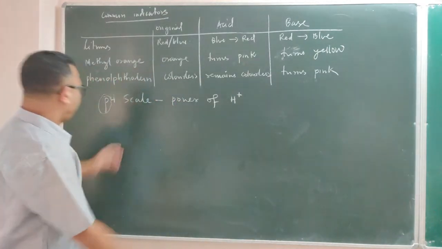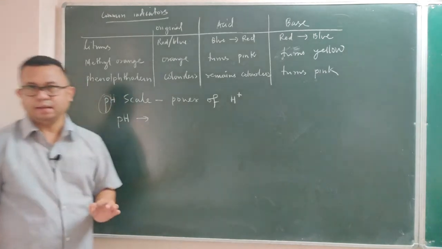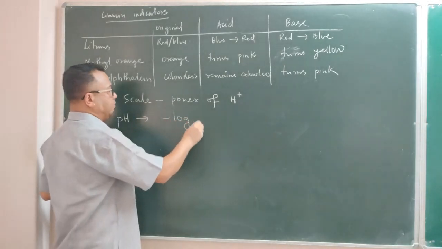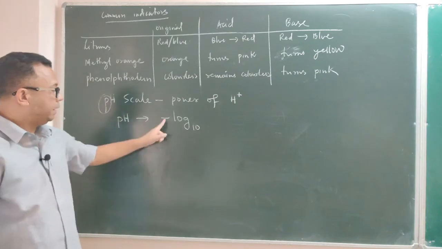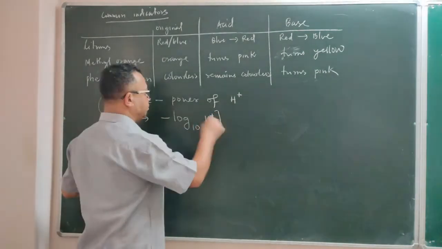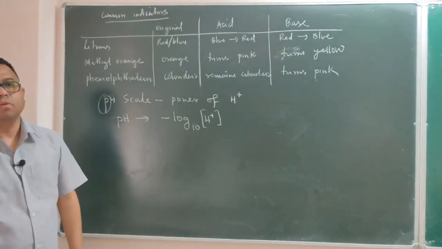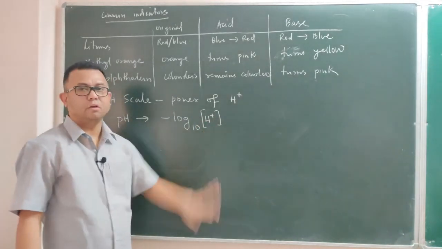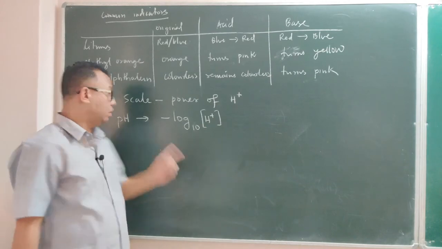Now then how do you define pH? Now I am defining what pH is. pH is defined as the negative log to the base 10. You are familiar with log, in class 9 you have seen. Negative log to the base 10 of hydrogen ion concentration taken in 1 mole per liter. So in 1 mole per liter, what is the total number of hydrogen ions? That very measurement of hydrogen ion concentration is what is called pH.